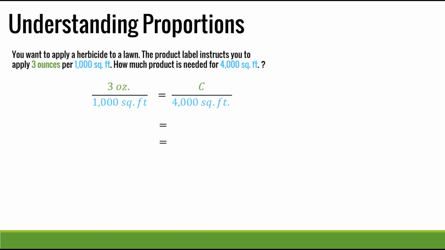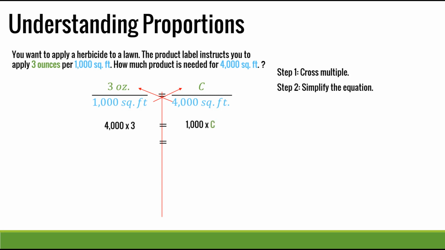The first step I like to do when solving proportions is draw a line down the middle. This helps keep things separated and organized. The first step is to cross multiply. We're going to take 4,000 times 3 and 1,000 times C. The second step is to simplify the equation. 4,000 times 3 is 12,000. 1,000 times C is 1,000 C.